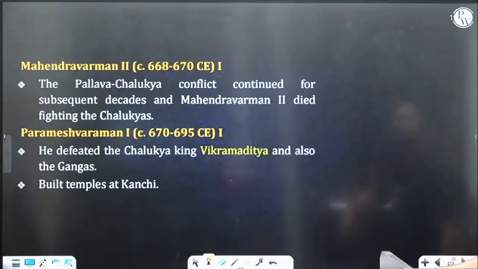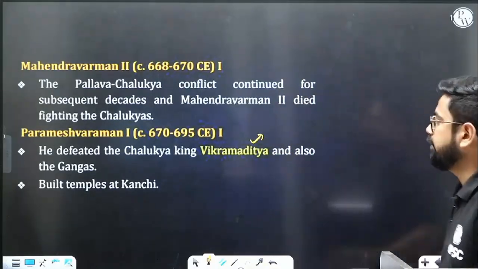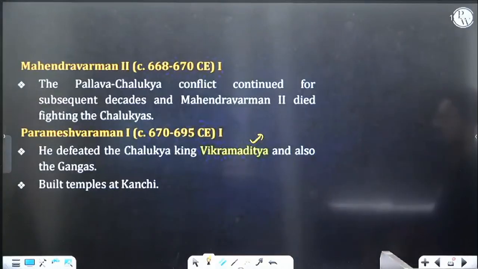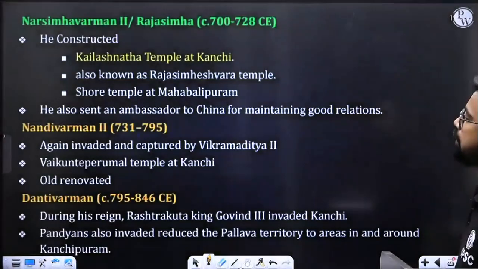So after that there is Mahendravarman II. The conflict is on and they are still fighting. Parmeshwarvarman lost to Vikramaditya. We know Vikramaditya. First Vikramaditya. There is a fight. Once he defeated, other time he defeated. Right? So that will go on. So this chaos, this fighting is on. Then we are talking about Vikramaditya II defeating Nandivarman. Right? So Nandivarman. This is that Nandivarman.